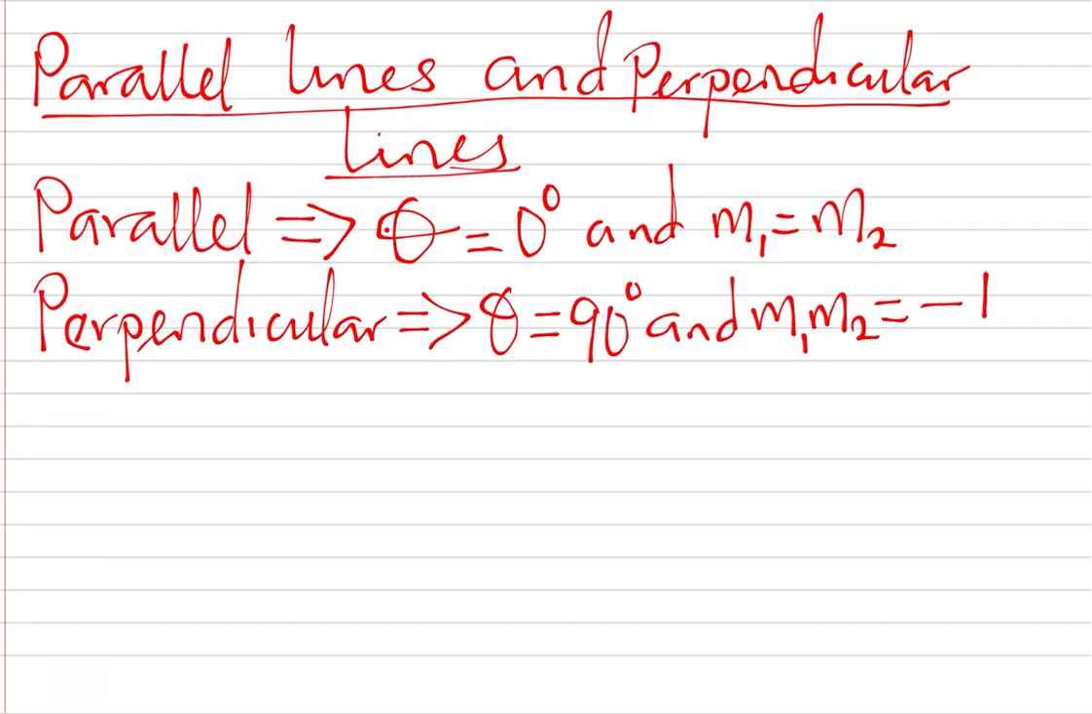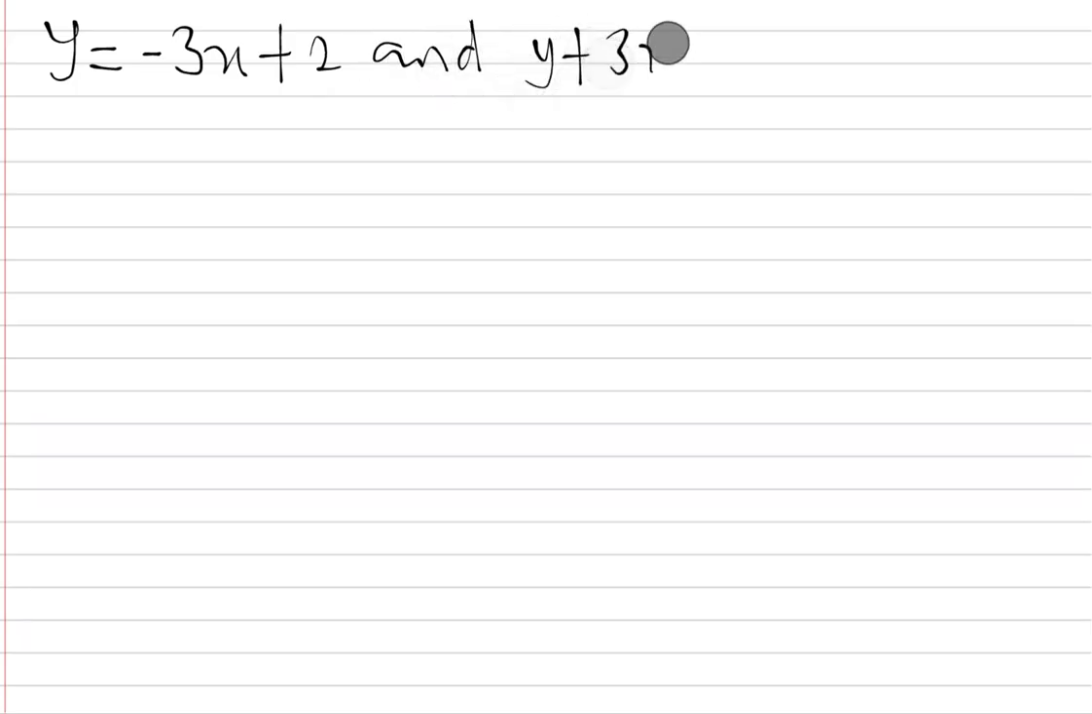All right. So now let's see an example about what this means. The example says, show that the line y equals -3x plus 2 and the line y plus 3x equals 7 are parallel. You want to show that these lines are parallel. So how do you show that they are parallel?